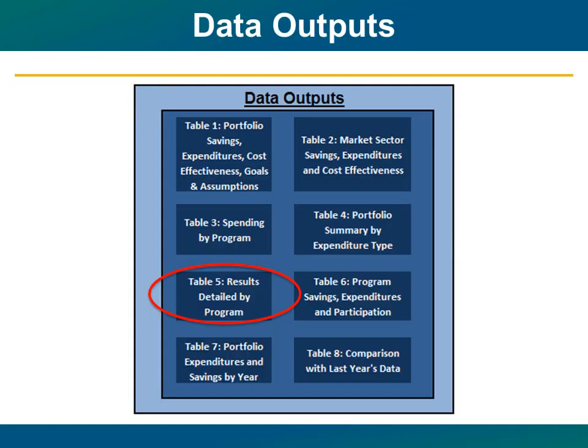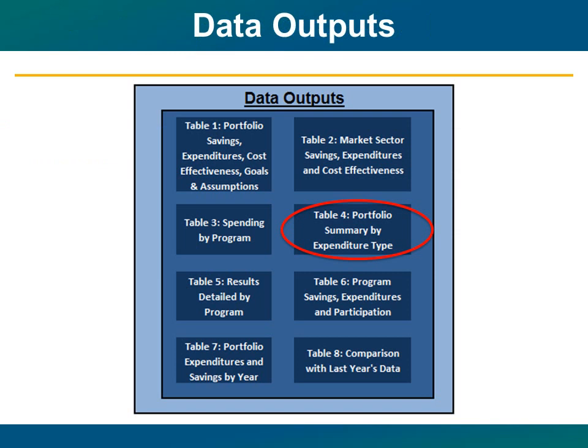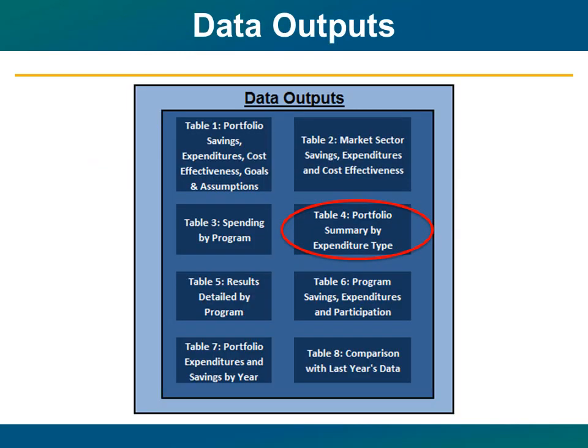Next we'll look at Table 5, which shows the results of all the programs at once, but still in somewhat of a disaggregated manner. What you see here is only a portion of a much larger table that contains much of the program level details, including expenditures, savings, cost effectiveness, and so on. On the left-hand side, you see the program names, and that gives you a quick snapshot of what's going on in these programs. That can be helpful to a regulator to get one quick overview down to the program level. And then next we'll look at the portfolio level results.